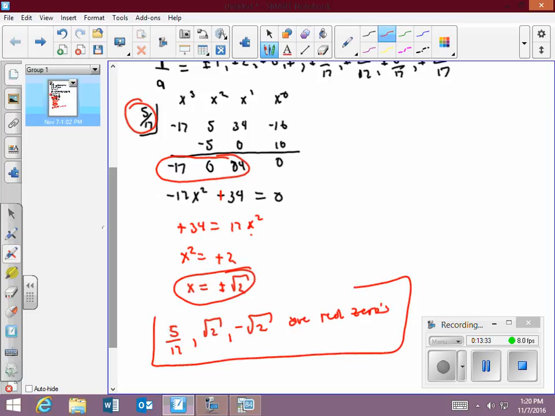So when I graph it, a complex zero should not have crossed the x-axis, right? So I knew something was wrong when I calculated. Does that make sense? That's how, when you use your graphing calculator, it'll help you make sure that you get the right answer.